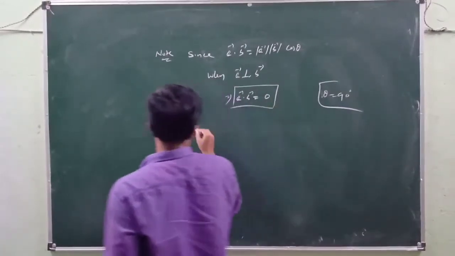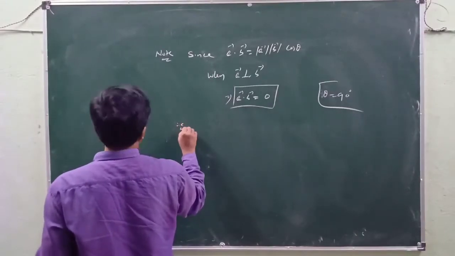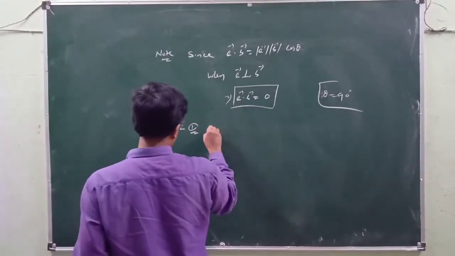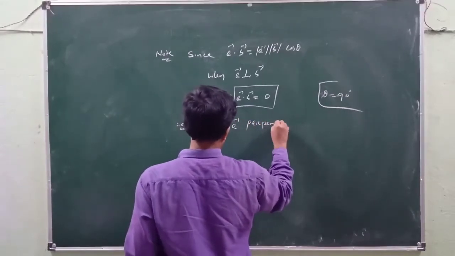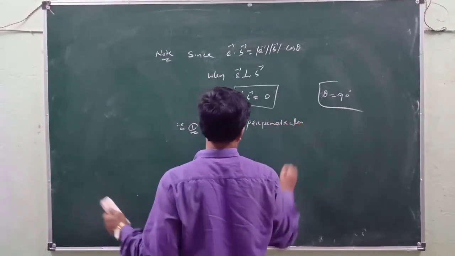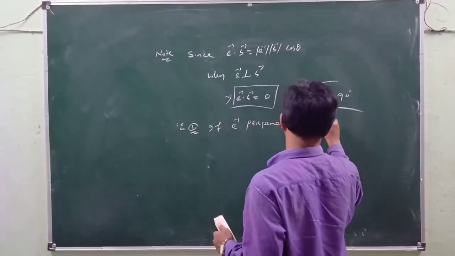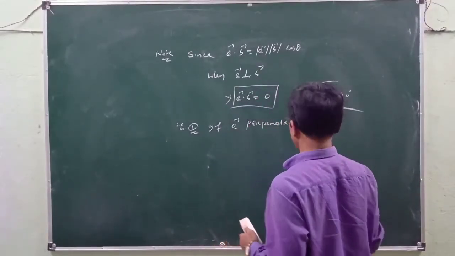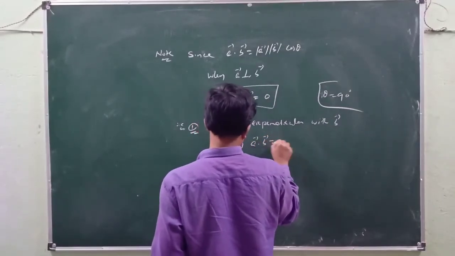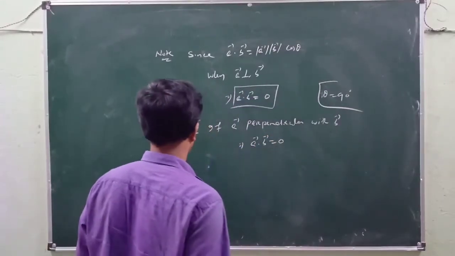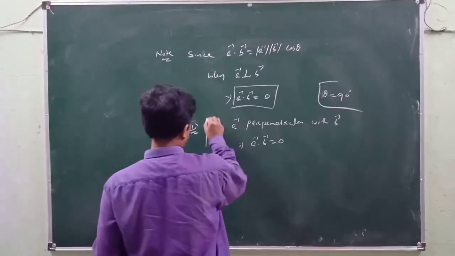That means you remember, that is in number 1, if A vector is perpendicular to B vector, that implies A vector dot B vector will be 0. Okay, you remember.